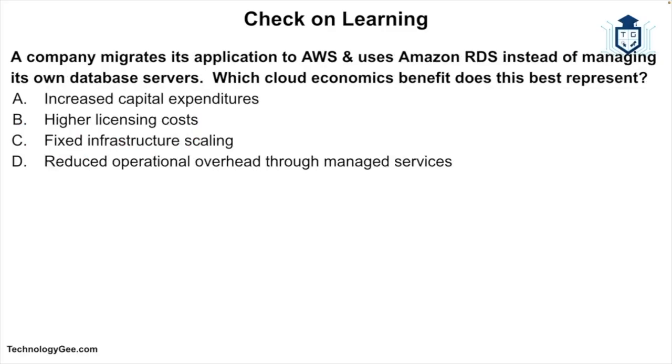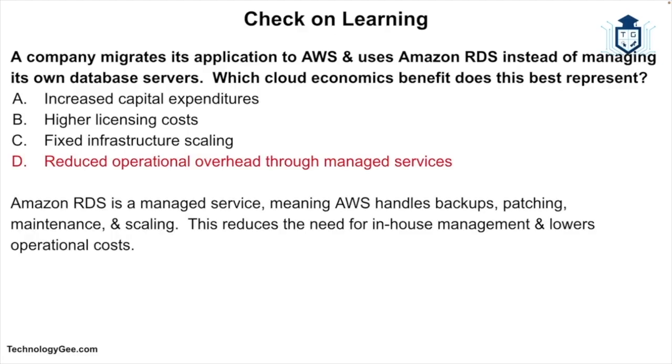Next question. A company migrates its applications to AWS and uses Amazon RDS instead of managing its own database servers. Which cloud economics benefit does this best represent? Is this increased capital expenditures, higher licensing costs, fixed infrastructure scaling, or reduced operational overhead through managed services? And the correct answer is reduced operational overhead through managed services. So Amazon RDS, this is a managed service, meaning AWS handles backups, patching, maintenance, and scaling. And this reduces the need for in-house management and lowers operational costs.